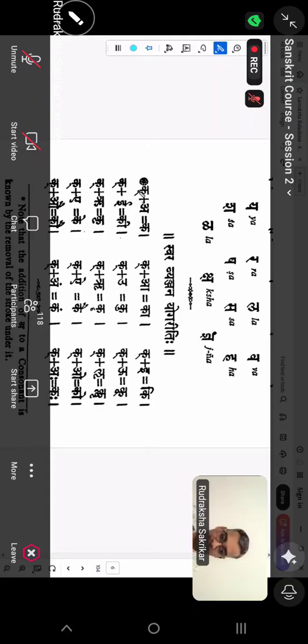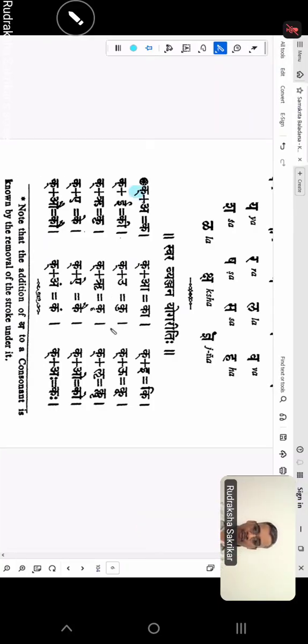Now this is the sign which is given below the k. Basically it is called halanta. This particular sign is called halanta, and whenever this sign is given, it means that it is the pure consonant without adding the vowel.